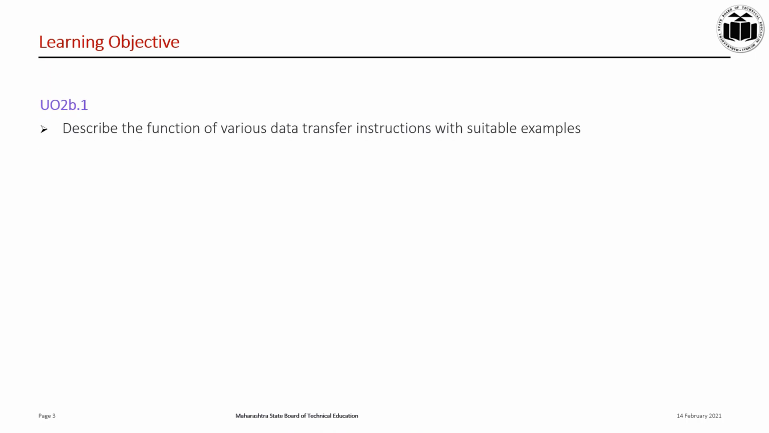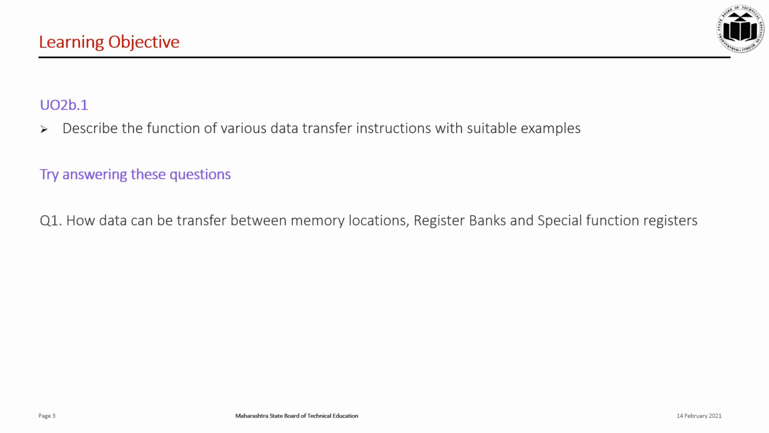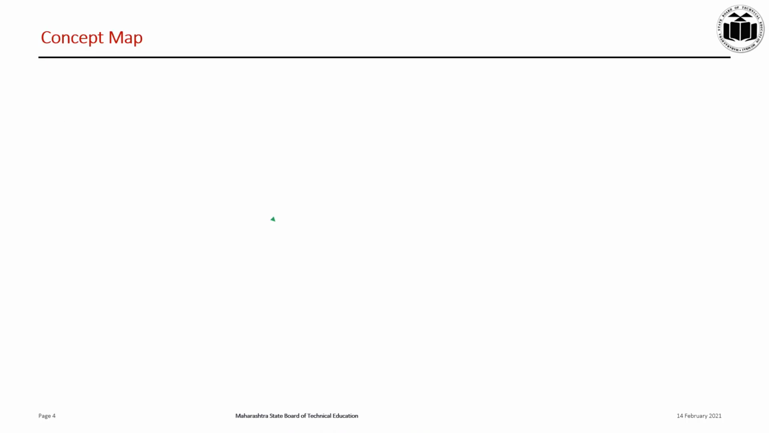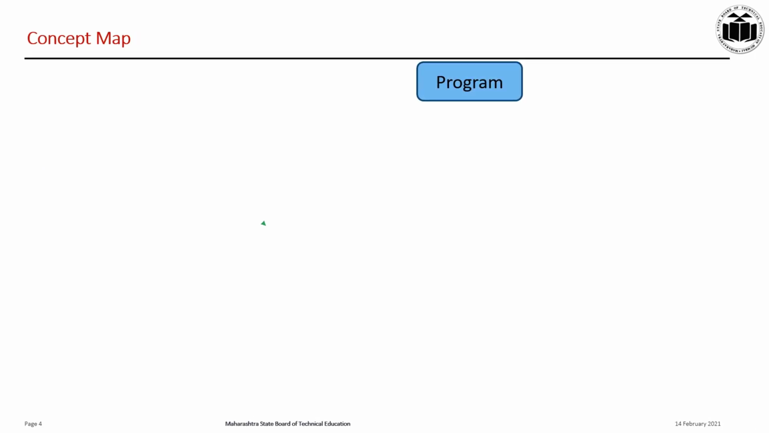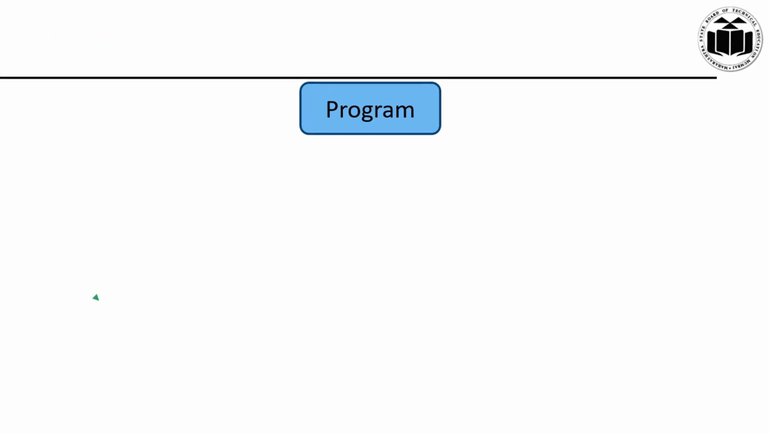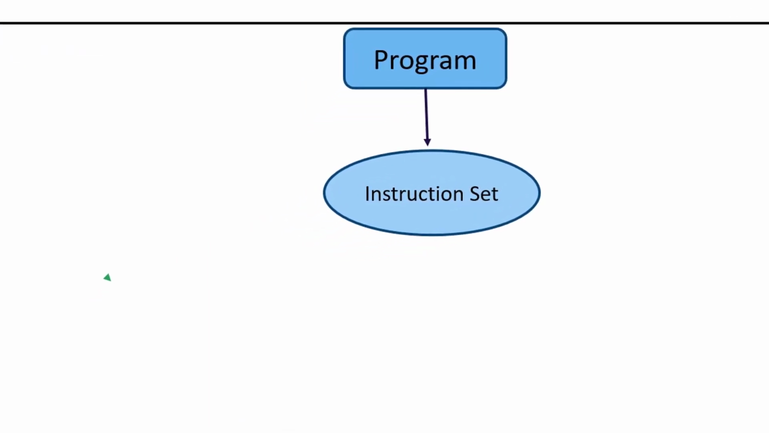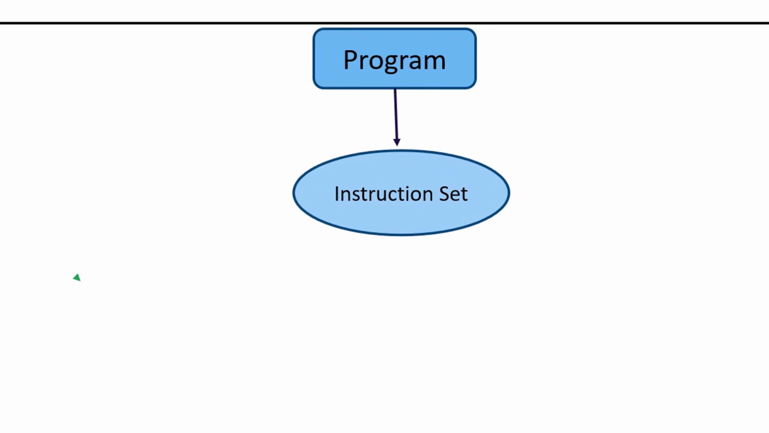So, today's learning outcome is to describe the functions of various data transfer instructions with suitable examples. Under this, we will see how data can be transferred between memory locations, register banks, and special function registers. To perform any task using a microcontroller-based system, we have to write a program. A program is nothing but a set of instructions that can be executed in sequential manner to perform a particular function.